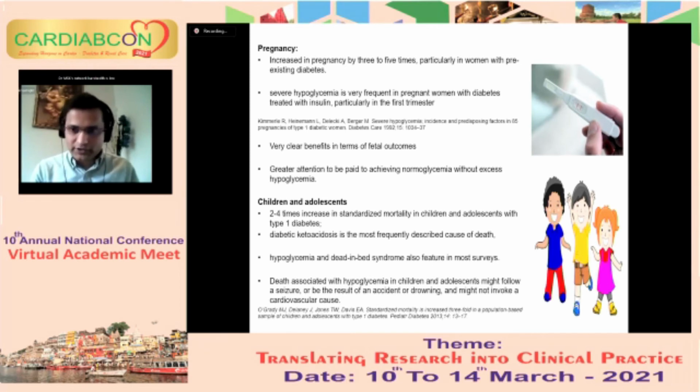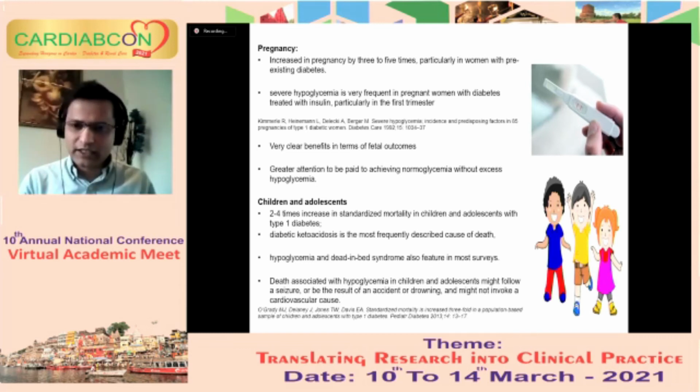When it comes to children and adolescents, obviously these are two younger populations who can develop cardiovascular comorbidities. So the death in these populations, unfortunately, if at all it happens, is more like accidental death: a seizure due to hypoglycemia, or an accident or drowning because of the hypoglycemia. And if we look at the hypo and hyper comparison, again, diabetic ketoacidosis still tops the list. So the more common cause of death in these populations is DKA rather than hypoglycemia.